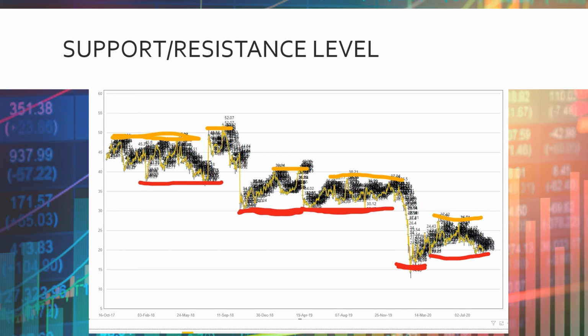Support resistance level. In this visual, the support levels are underlined in red, whereas the resistance levels are in orange. The levels of support and resistance are pretty obvious the further back you go. However, the more recent information isn't quite as clear.